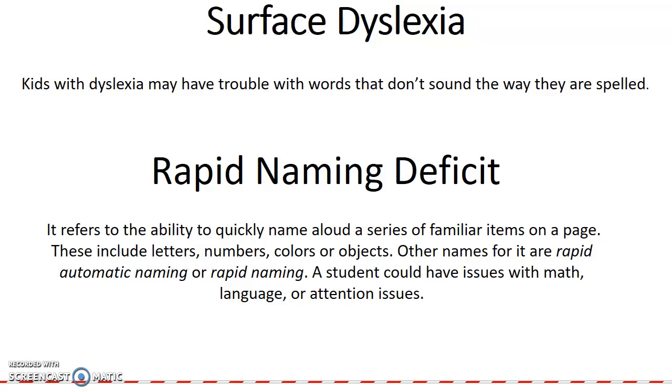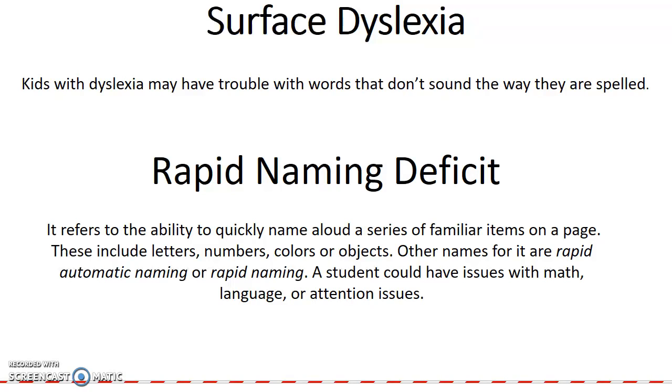The next one is rapid naming deficit. It refers to the ability to quickly name aloud a series of familiar items on a page. These include letters, numbers, colors, or objects. Other names for it are rapid automatic naming or just rapid naming. A student could have issues with math, language, or even attention issues.